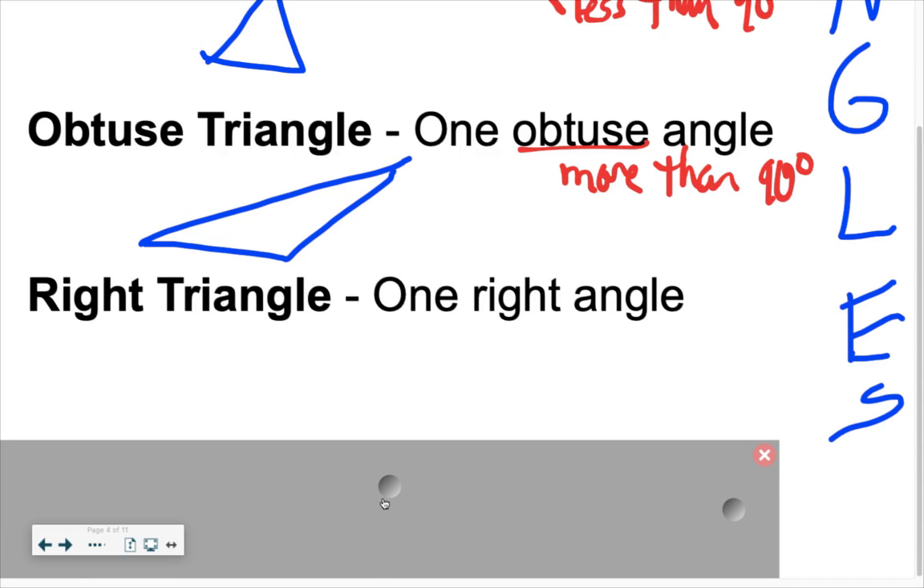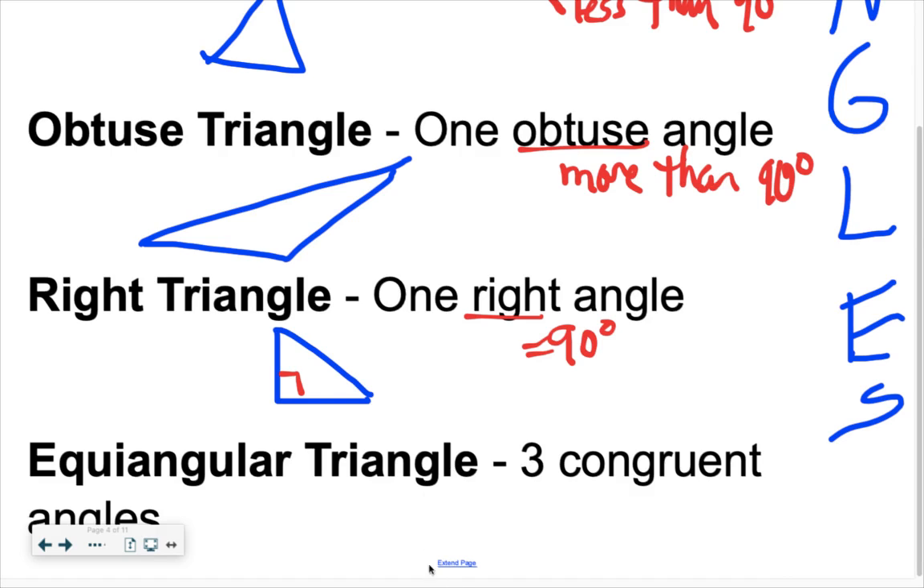Down here, if one angle is a right angle, that is exactly 90 degrees, then it is a right triangle. We're not concerned about the other ones. So again, make a right angle. Feel free to put the right angle mark in there if you'd like, and connect them.